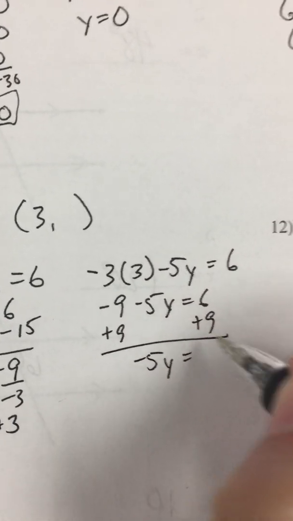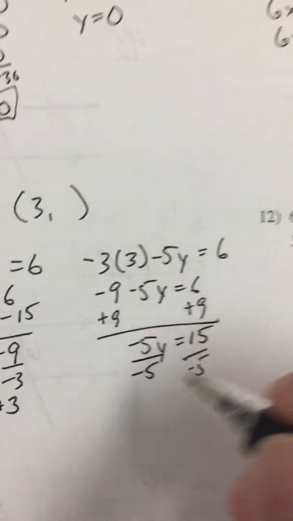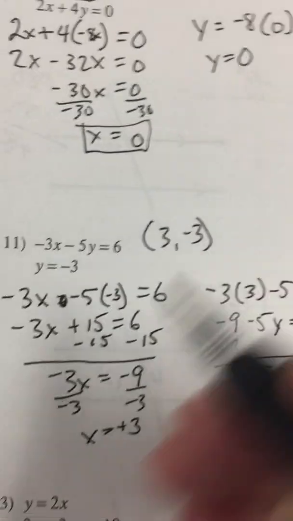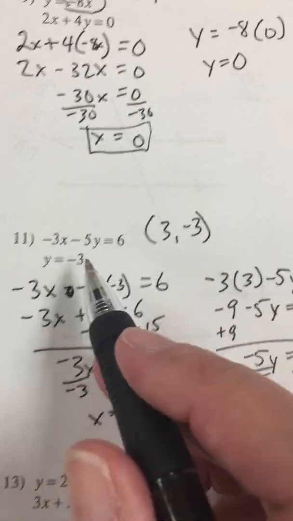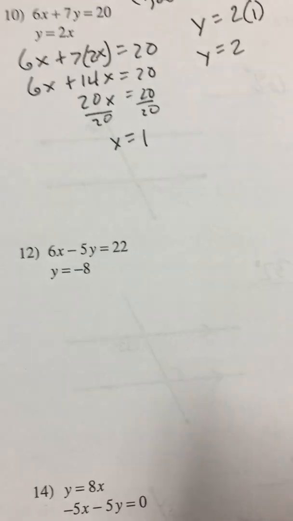Negative 5y is equal to 15. Divide by negative 5 on both sides, and y is equal to negative 3. And in this equation, does it say y is always going to be negative 3? Yep. And so if you look at that particular equation, all the y's are negative 3. But anyway, (3, negative 3) is the point where those two lines intersect.